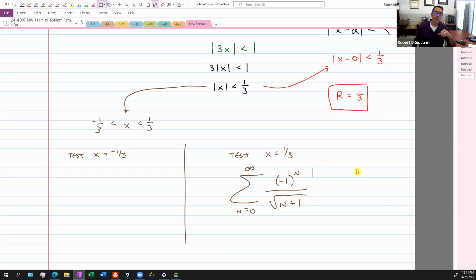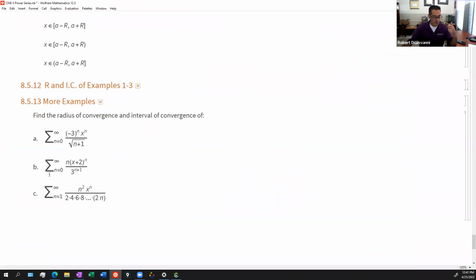Do what you can on the homework, 8.5. I'll come back in class next time, and I'm going to do these 2 examples. So see what you can do.